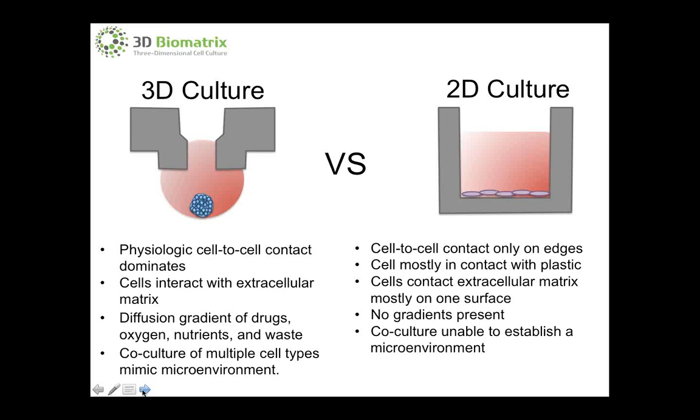And if you were to use co-cultures of multiple cell types, you can actually mimic microenvironments found within normal physiology. However, if you compare that to 2D culture on the right, you see that cells in 2D culture are mostly in contact only on their edges. And the vast majority of what they're in contact with is just plastic. They can contact extracellular matrix, but typically on one surface, maybe two surfaces. Because of this, there are no real gradients present. All the cells in that culture see the same oxygen tension, the same amounts of nutrients, and the same amounts of waste. So you have none of these gradients present. If you make a co-culture, it's really unable to establish a typical microenvironment.